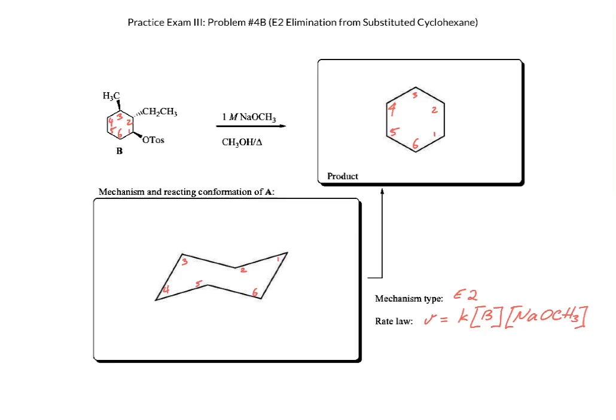In problem 4b on practice exam 3, we are asked to predict the product and draw the mechanism for the elimination reaction. This is an example of E2 elimination, and here's why. We have a secondary alkyl tosylate in alcoholic solvent without addition of water to prevent formation of carbocation.